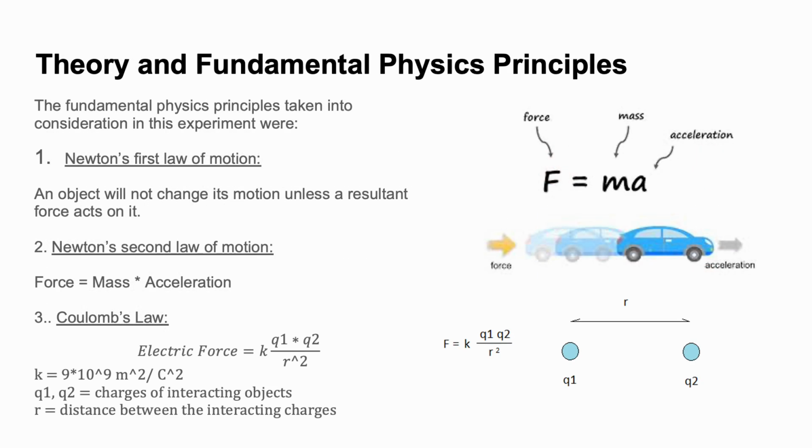The physics principles used in this lab are Newton's first law of motion, stating an object will not change its motion unless a resultant force acts on it. Newton's second law of motion, stating force equals mass times acceleration, which will be used to calculate the weight force acting on the upper tape, which we will learn more about later. And Coulomb's law, stating that the electric force between two charged objects is directly proportional to the charges of these objects and inversely proportional to the square of the distance between these interacting charges.